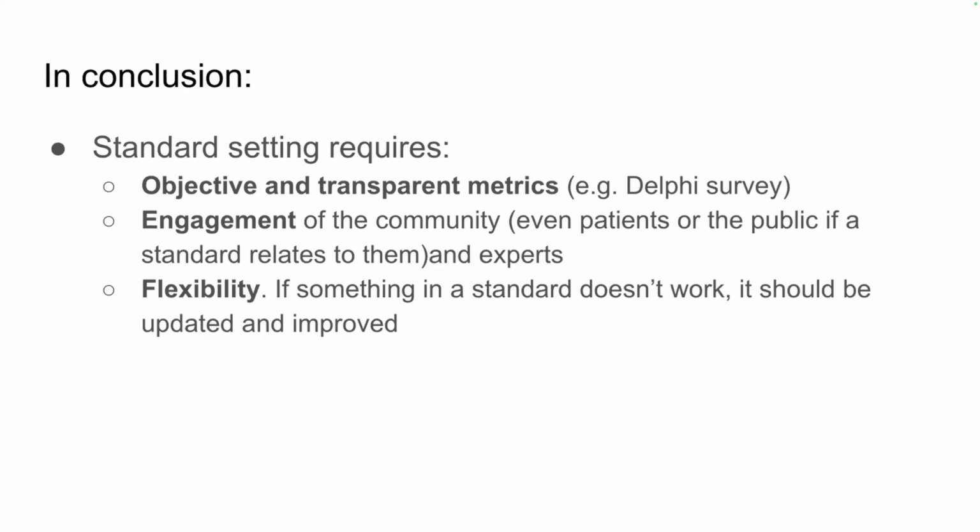So in conclusion, standard setting requires objective and transparent metrics: Delphi survey, measuring concordance between curators when you're curating gene-disease relationships. Engagement of the community, even patients or the public if a standard relates to them. We have some disease naming advisory rules, and we have engaged the patient communities for those, because a disease name can be part of a patient community identity. So think about who your invested users are. And then flexibility. If something in a standard doesn't work, it should be updated and improved.